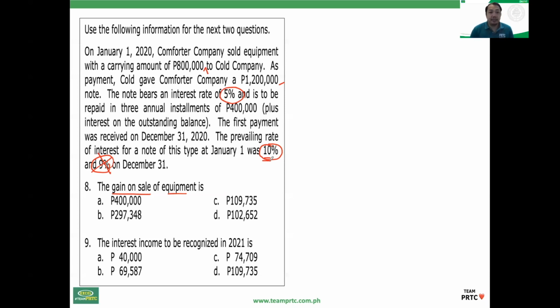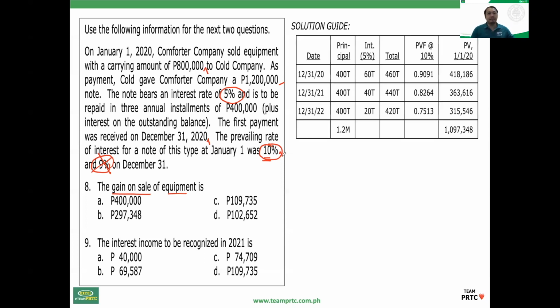Installment: 400,000 plus interest on the outstanding balance, starting December 31, 2020. So long term with unrealistic rate, get the present value at 10%. For your convenience, the mathematics portion of the solution is provided already. Every December 31, starting 2020, there is a principal repayment of 400,000, and interest of 5% based on the outstanding balance. This 60 is 1.2 million times 5%. After that, 800,000 remains, so 800,000 times 5%. Then 400,000 remains, so 400,000 times 5%.